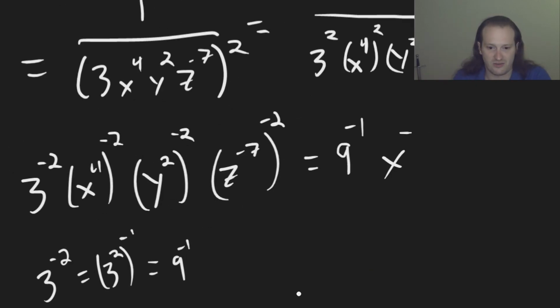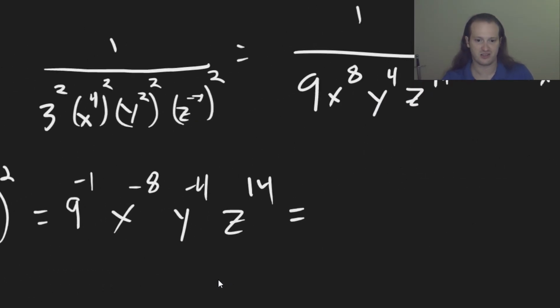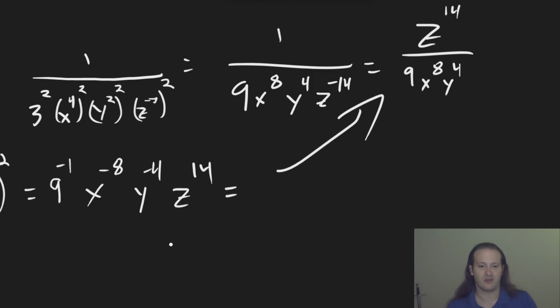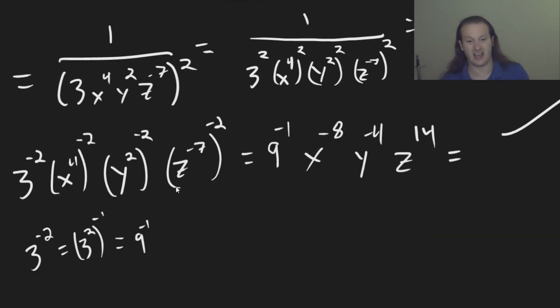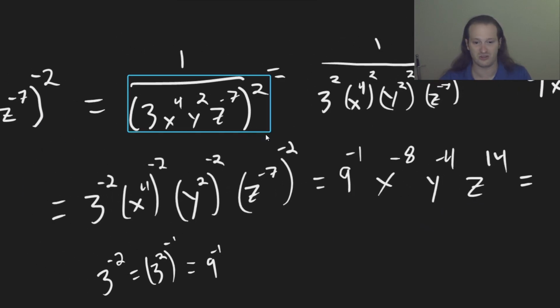X to the negative 8. Y to the negative 4th. Z, power to a power is going to be negative 7 times negative 2. Negative times a negative is a positive. Then we individually reciprocate each of these to get back to there. So it doesn't matter which way you do it. I said I would do it this way. It probably just depends on my mood and what side of the bed I woke up on. I might do it this way. They both led to the same answer.